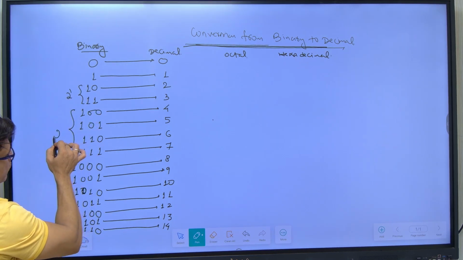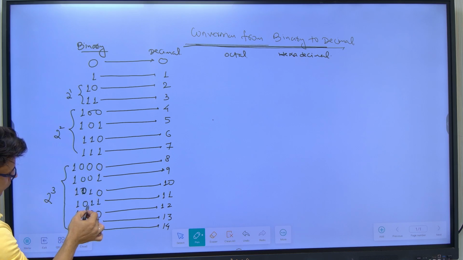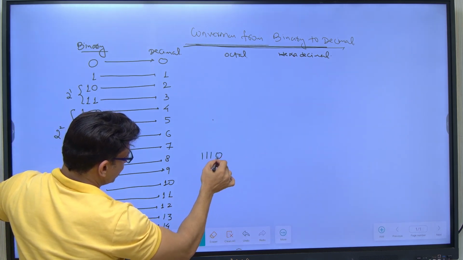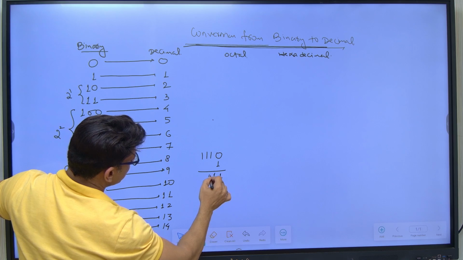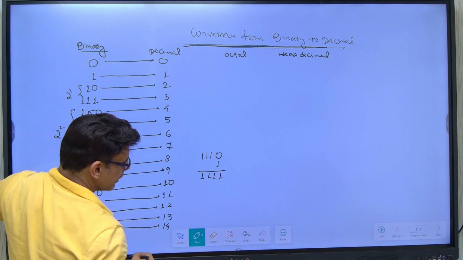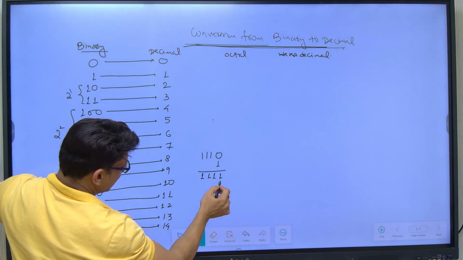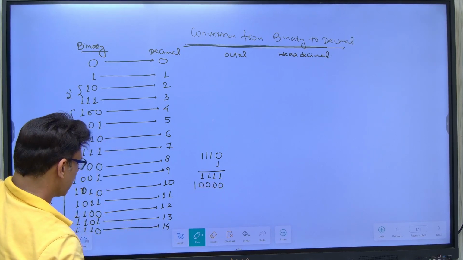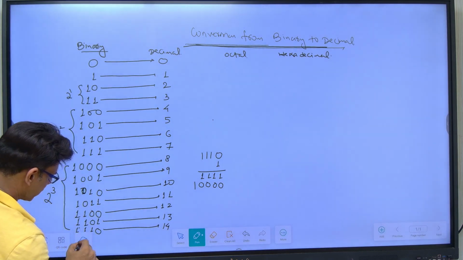This is what? 2 square. This will be what? 2 cube. 2 cube means 8 numbers. So 1, 2, 3, 4, 5, 6, 7. And after 1, 1, 1, 0, if you add 1 to this, 0 plus 1 is 1, so 1, 1, 1, 1. Next number will be 1, 1, 1, 1. After that, when you add another number, it will be 0, 0, 0, 0 and 1. That's how the next number will be.